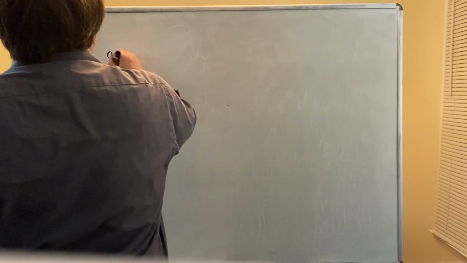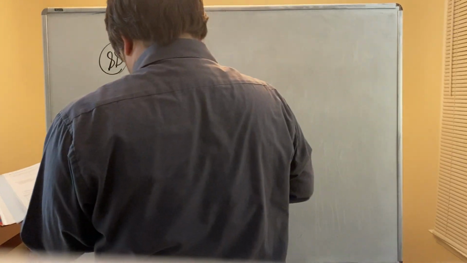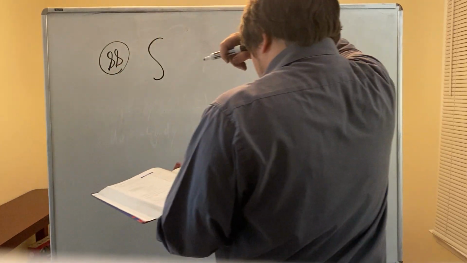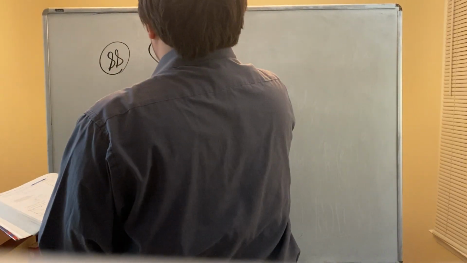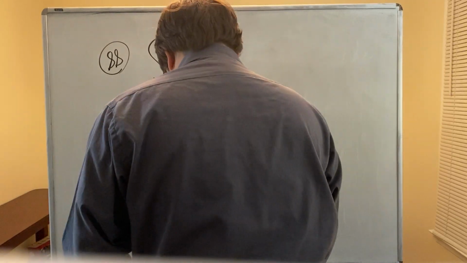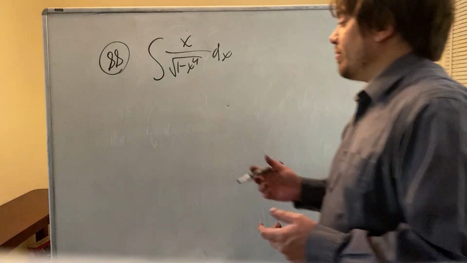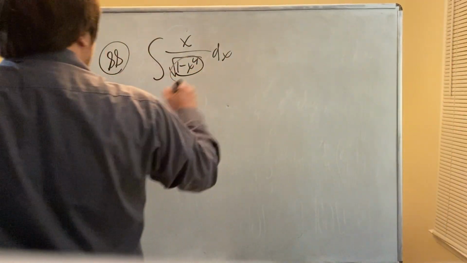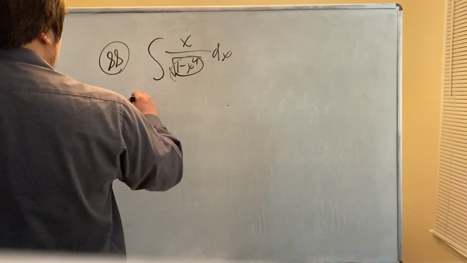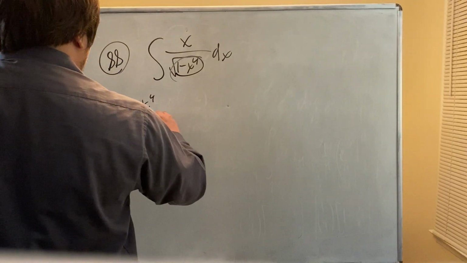Okay, so 88 is the integral of x over the square root of 1 minus x to the 4th dx. Good. Okay, so we have this integral, and so we'll let u be what's inside the square root here. So let u equal 1 minus x to the 4th. du equals negative 4x cubed dx.